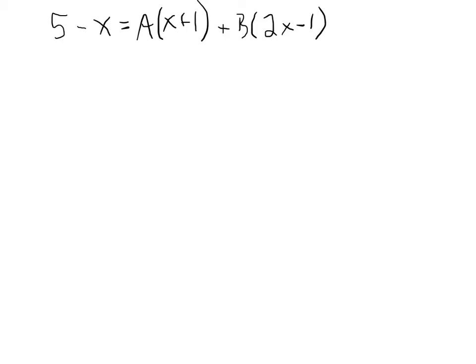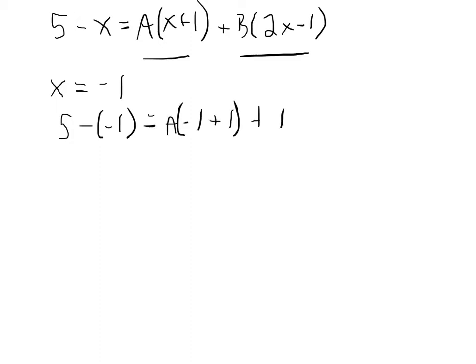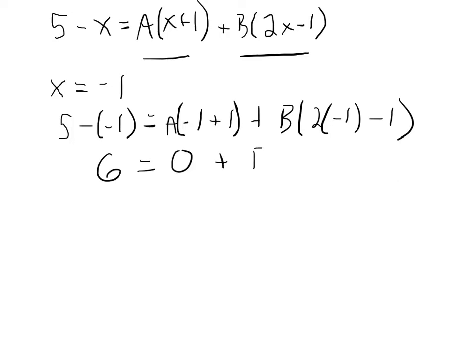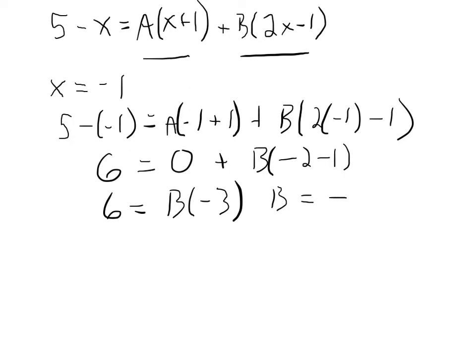So the next step is to plug in values for x that would make the A part of the equation or the B part of the equation equal to 0. So let's plug in the first value. Let's say x is equal to -1. So you're going to have 5 minus -1 equals A(-1 plus 1) plus B(2(-1) minus 1). So you're going to get 6, and that's going to be 0, plus B times (-2 minus 1), which is going to be equal to -3. So if you have 6 equals B times -3, you're going to get B equals -2.